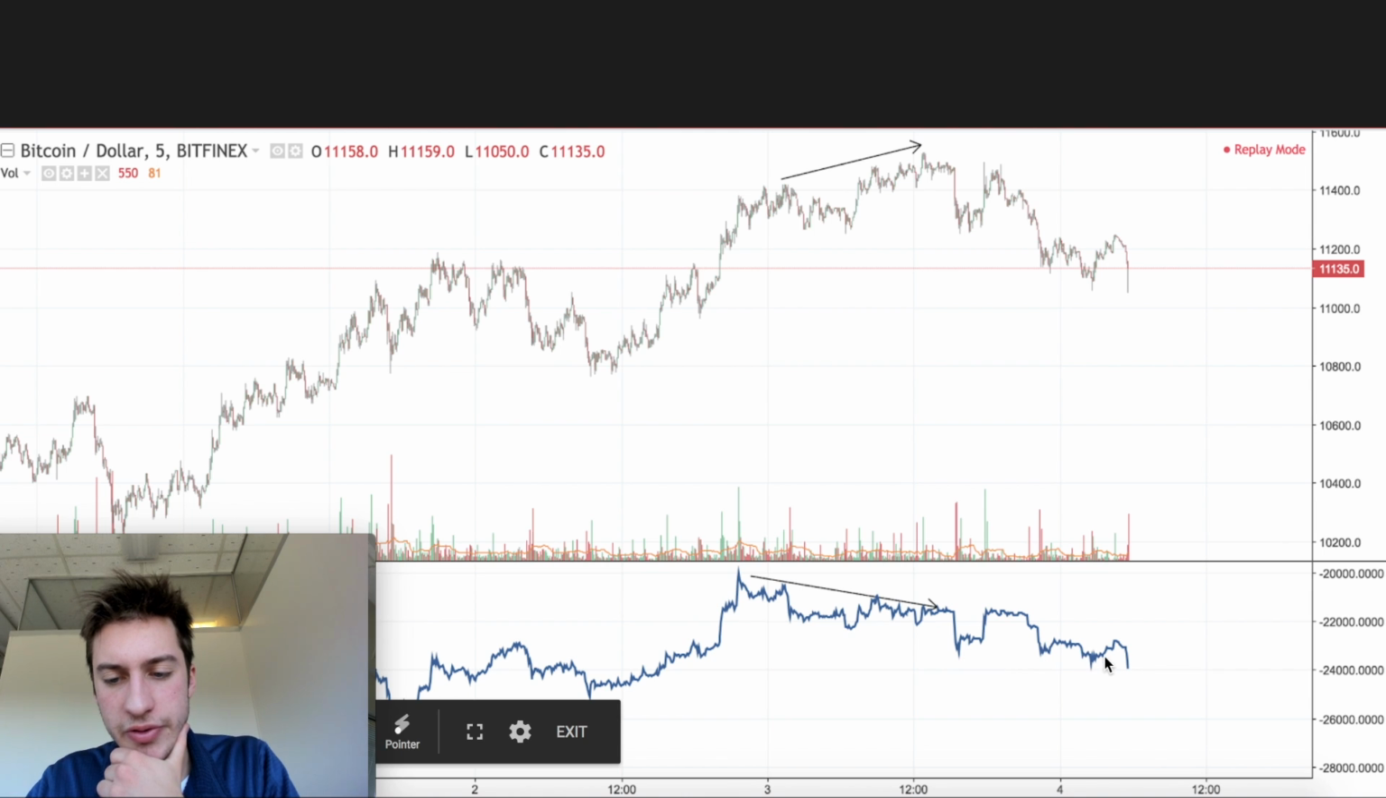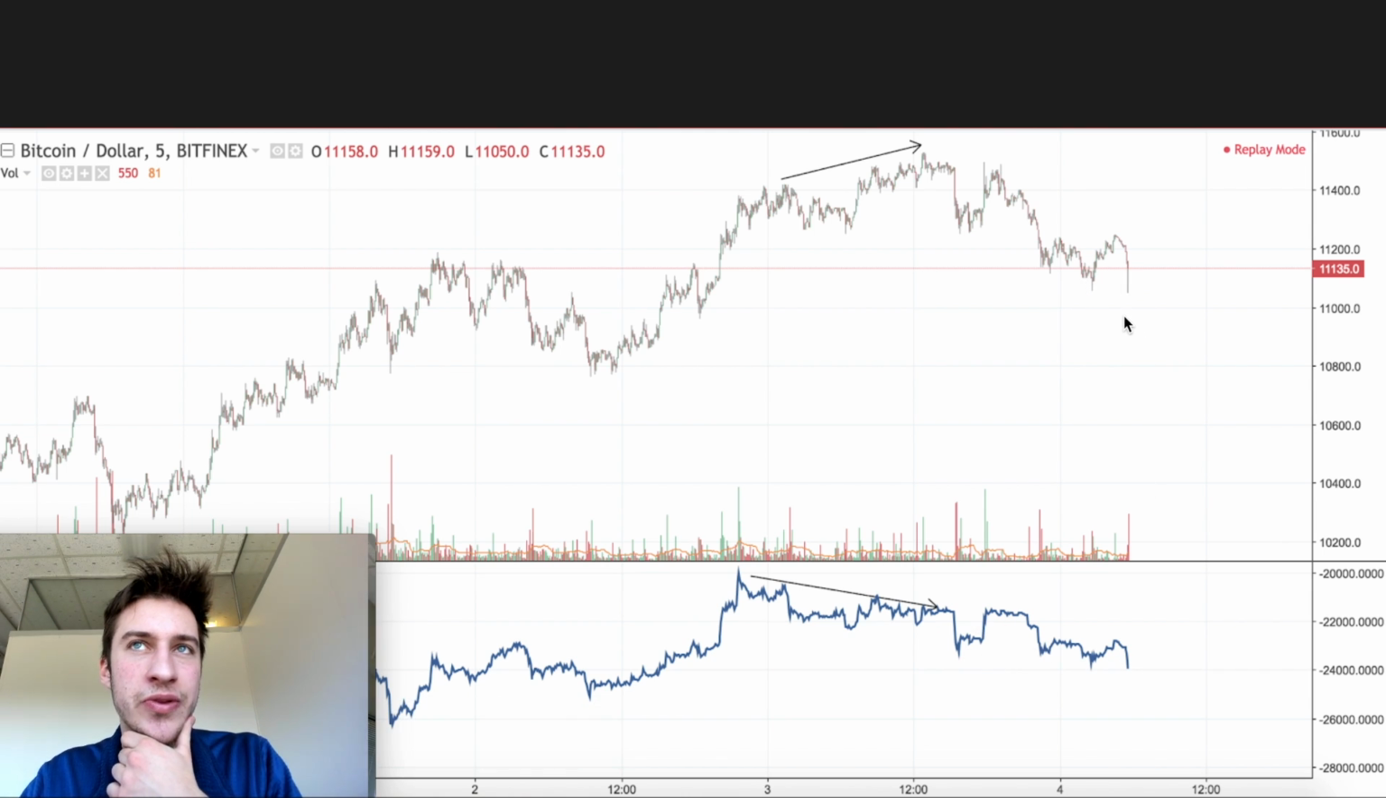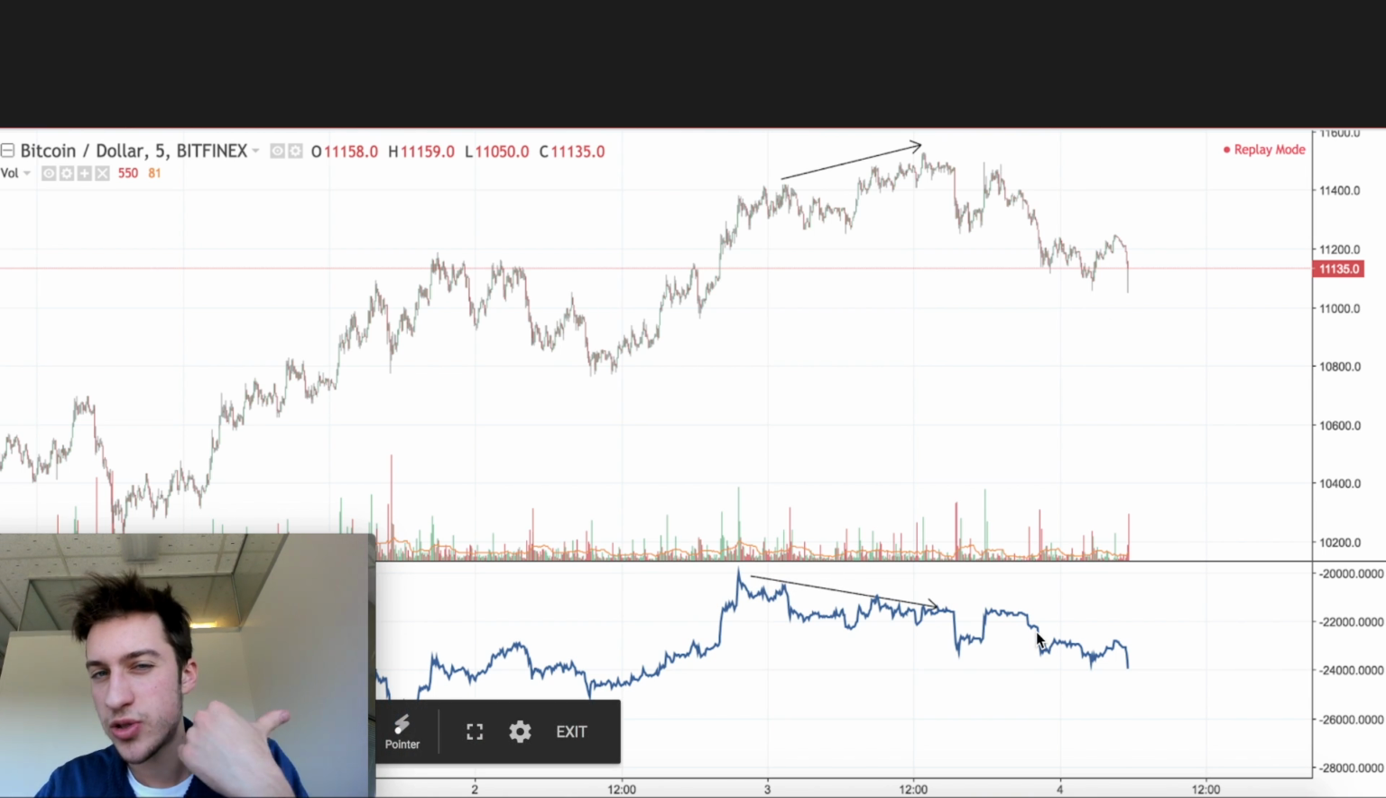OBV barely even falters, as you can see. And that would be a sign that this is probably not the strongest downtrend. You could even use that analysis. This would give you a bullish bias because remember, bias, trigger, execution.